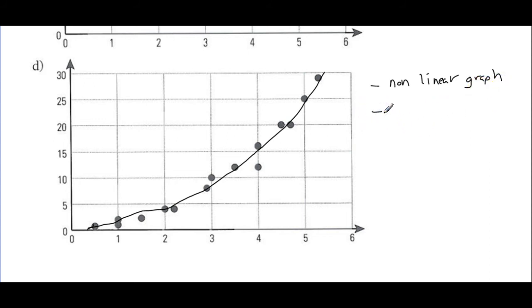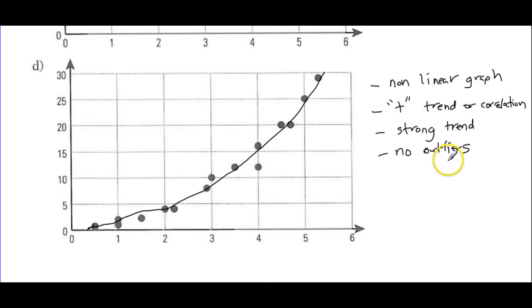Now let's look at the correlation. Just because it's non-linear doesn't mean it doesn't follow a positive or negative trend. You can see that it goes up and to the right, so we can say it still follows a positive trend or correlation. Okay, the points are quite close together, so we could say that it has a strong trend. And the last question we want to ask: are there any outliers? I don't see any outliers here or here, so we could say no outliers.